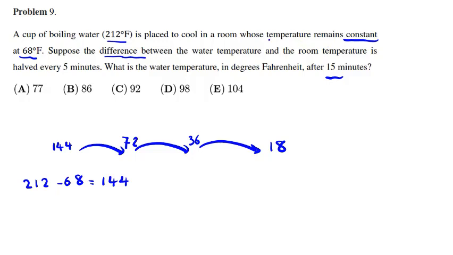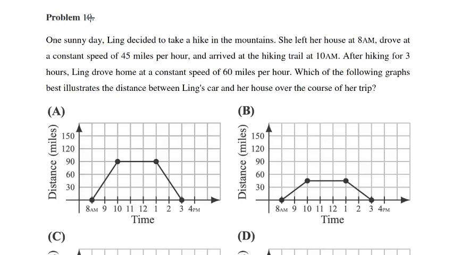It says the temperature of the room remains constant at 68. So the difference is 18, and look, the temperature of boiling water is decreasing, and it will be until 18 more than 68. So it will be 86. So the answer is B.